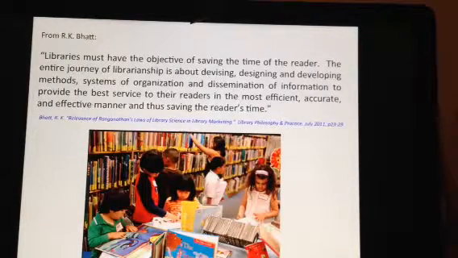I don't have an answer, but I have this quote that I found from R.K. Black about what our job is as librarians, and I felt like it was important. Libraries must have the objective of saving the time of the reader. The entire journey of librarianship is about devising, designing, and developing methods, systems of organization, and dissemination of information to provide the best service to the readers in the most efficient, accurate, and effective manner, and saving the reader's time.